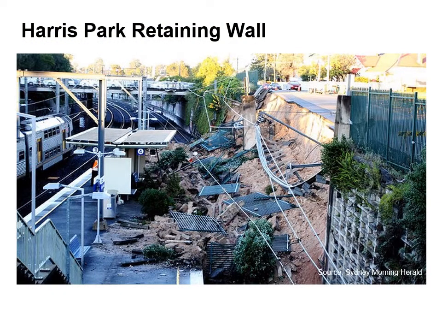So on a Sunday evening in June 2013, after heavy rain, a retaining wall at Harris Park Station collapsed. The wall was only 30 years old. The investigation suggested poor design, construction and maintenance issues.